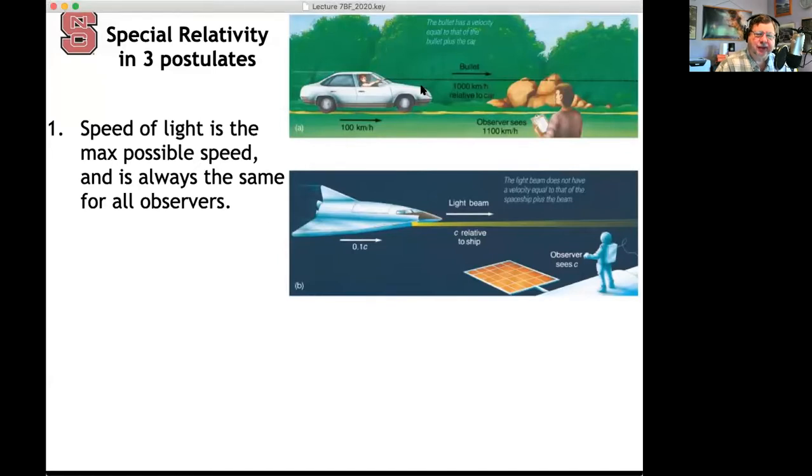So here we've got a bullet that's being shot at 1,000 kilometers an hour from a car that's moving at 100 kilometers an hour, and the observer sees 1,100 kilometers an hour because it's the car plus the bullet. Here we've got a spaceship moving at 0.1 c, shooting a light beam, and so the light beam to the outside observer should appear to be moving at 1.1 times c, but in fact he sees c. So common sense, which we observe day to day, and the way the universe is really made are different.